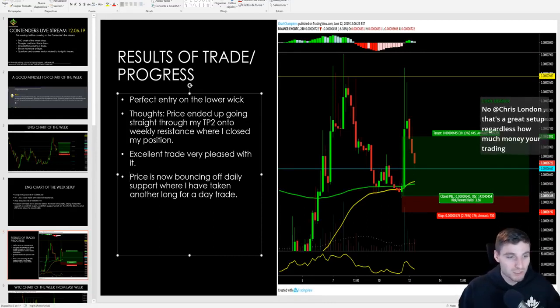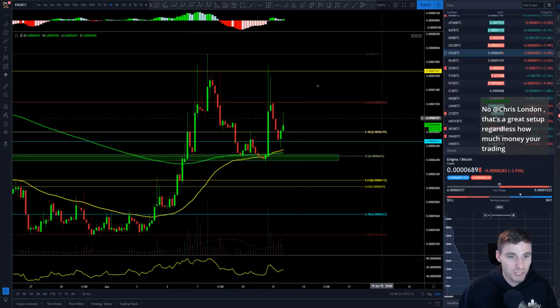This is what I was writing up earlier. Price is now bouncing off of daily support, where I have taken another long for the day, and that was at 12 o'clock. We're now at 7 o'clock. So about 7 hours ago I re-entered into this position after closing it out, and I'll show you what's happened here.